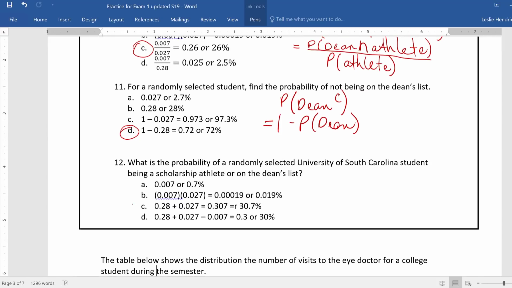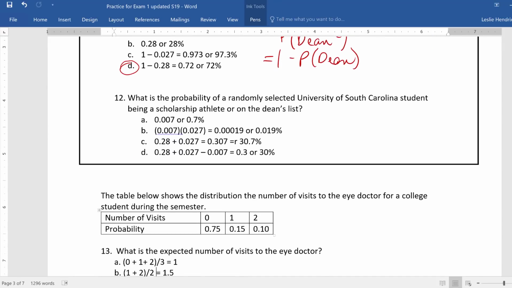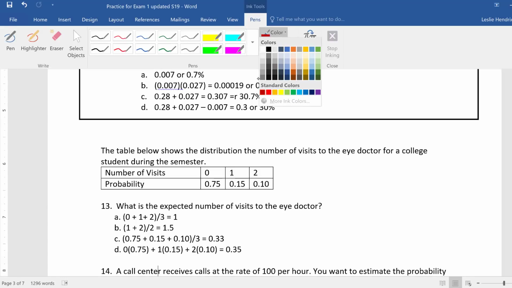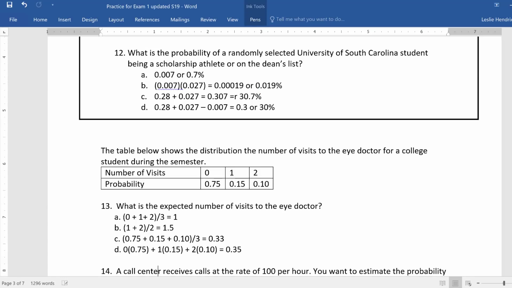All right, what's the probability of a randomly selected University of South Carolina student being a scholarship athlete or on the Dean's List? So this is an or question, so this is one of your addition rules. This is a union that we're trying to compute the probability of. So this is where you're supposed to picture it on a Venn diagram. So we have Dean's List, and we have scholarship athlete, and then we've got people in both. And so we want to compute the union. So we want the size of this whole stuff.